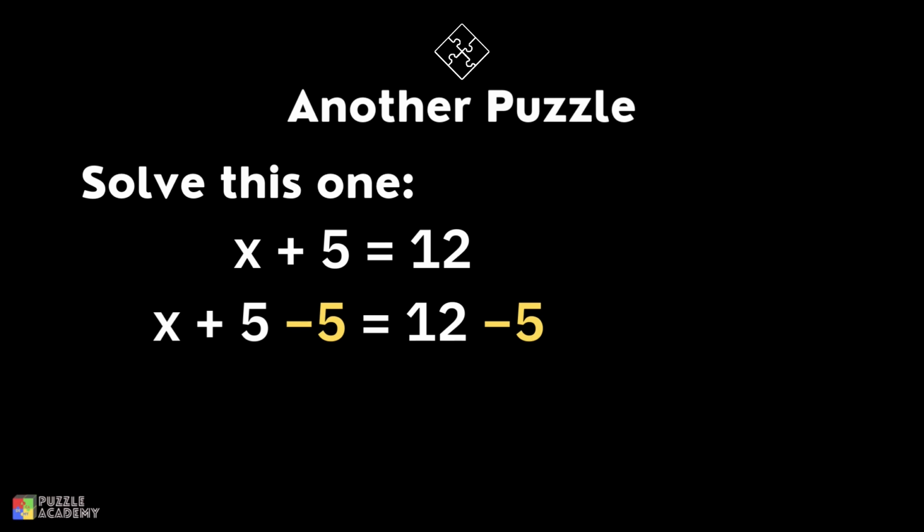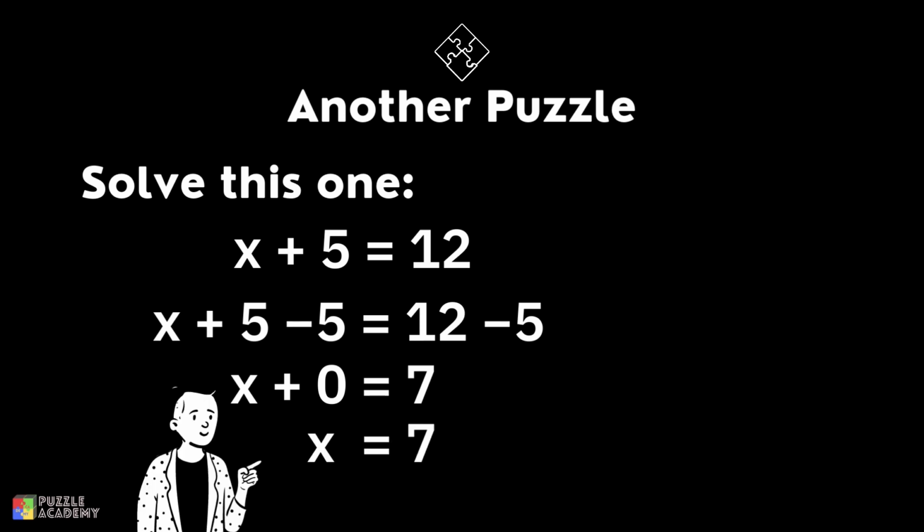X plus 5 minus 5 equals 12 minus 5. Then we use a little arithmetic. So 5 minus 5 equals 0, and 12 minus 5 equals 7. And that becomes X plus 0 equals 7. Which is just X equals 7, right?